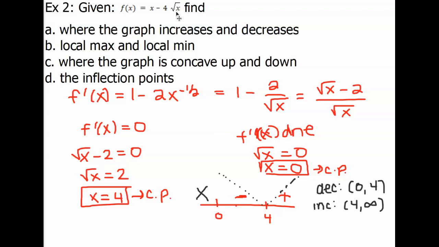And because it changes sign at 4, that means that 4 represents an extrema. And in this case, because it goes decrease to increase, x equals 4 is a local min. And again, we already did the concave up and points of inflection on the previous slide.